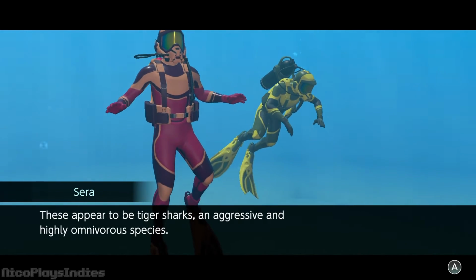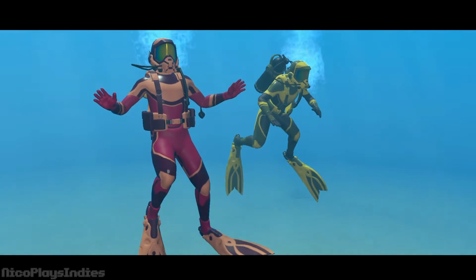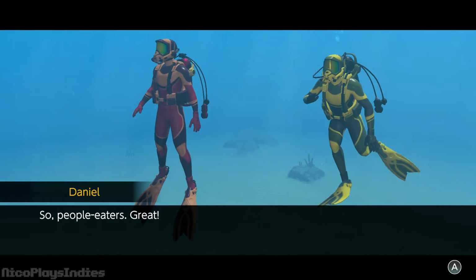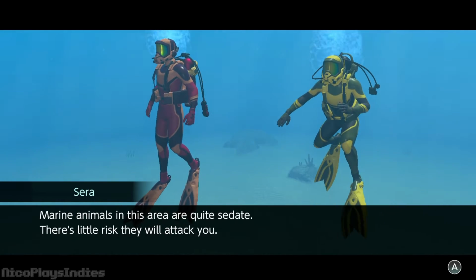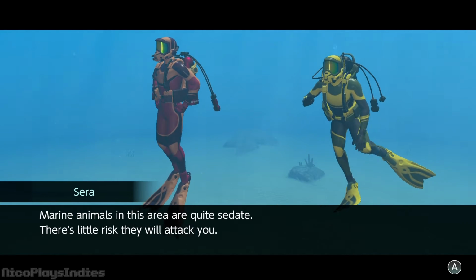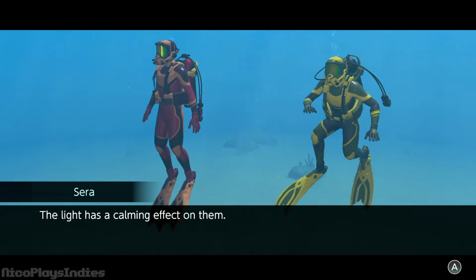These appear to be tiger sharks, an aggressive and highly omnivorous species. Marine animals in this area are quite sedate. There's little risk they will attack you. The light has a calming effect on them.